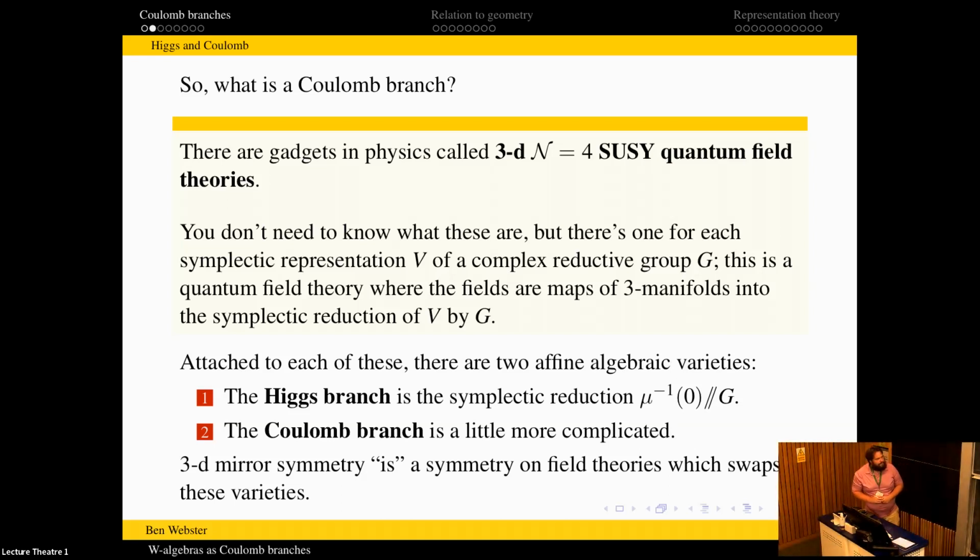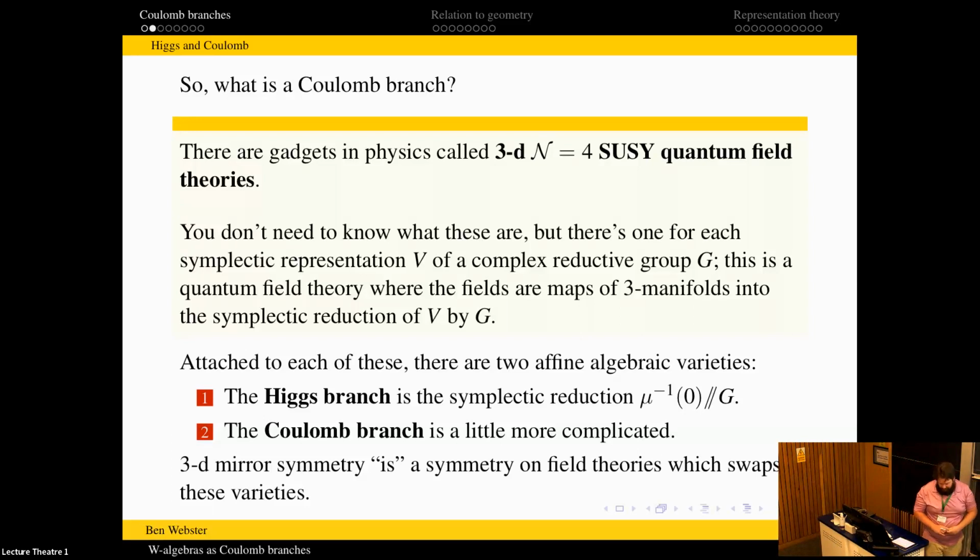All right. So attached to these, these are big, complicated gadgets. I won't try to explain in any more detail than that what they are, but there are two concrete things that come out of them, which are two affine algebraic varieties. The first of these is what's called the Higgs branch. That's just the symplectic reduction, and here I mean the affine variety that I get by symplectic reduction. Of course, I could also think about GIT quotients, for example.